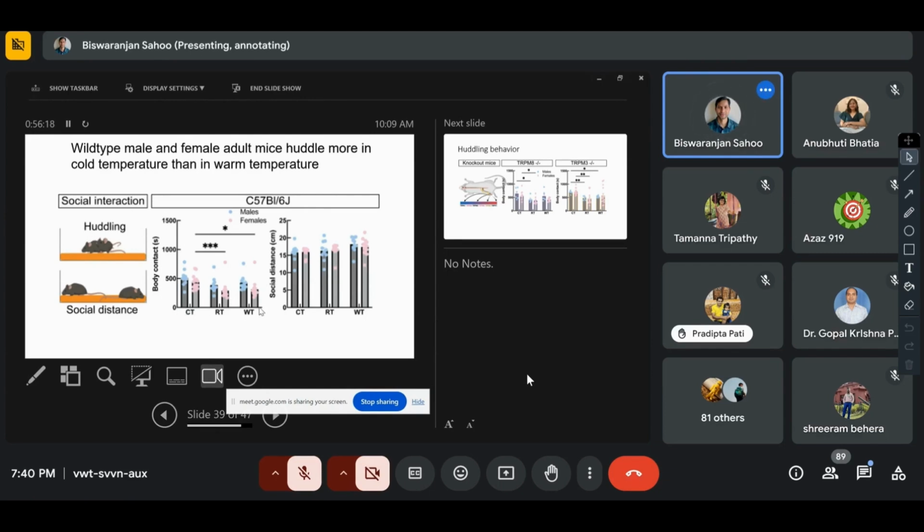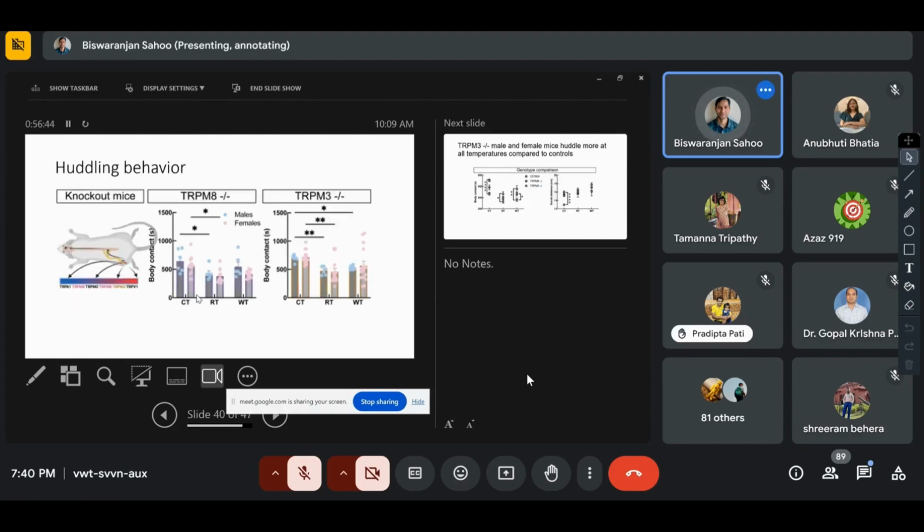We found that the huddling time, the body contact, is greater in the cold than at warm temperature. The blue are the males and the pink are the females. You see, the males huddle more than the females. We don't know why, we have to check, but the males huddle more than the females, and between temperatures there is a significant difference.